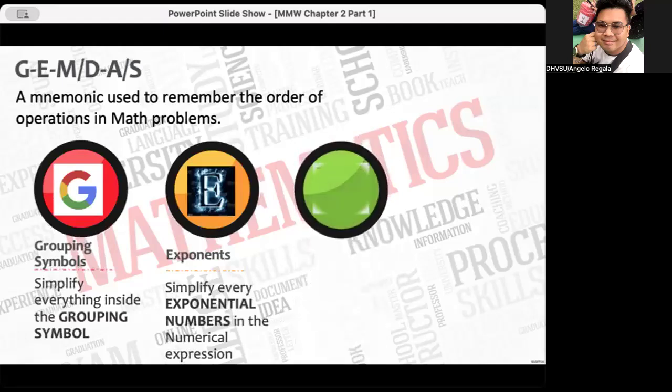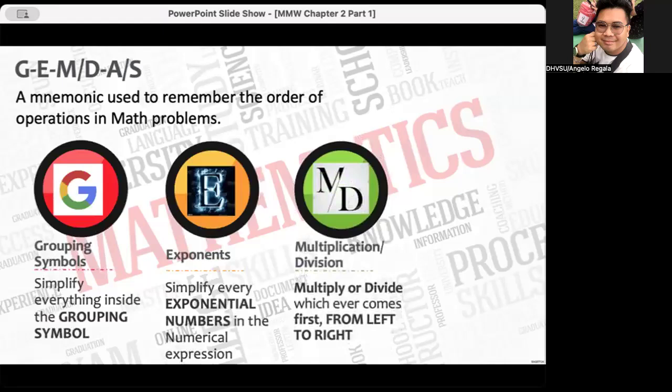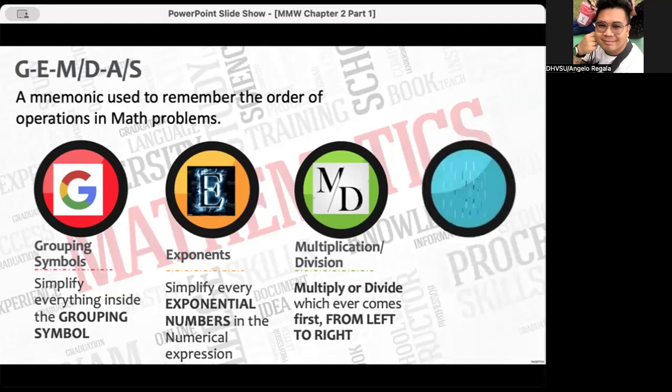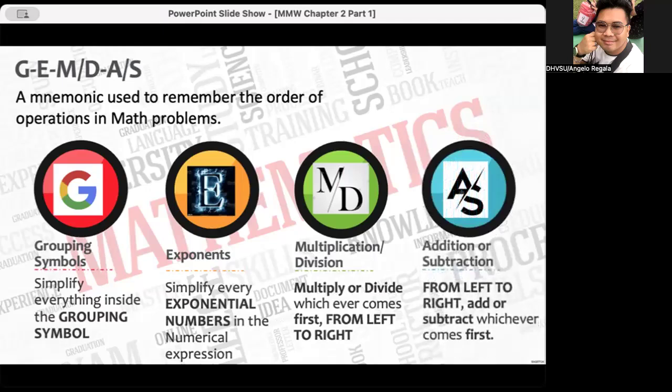Afterwards, we perform the operation multiplication or division, whichever comes first. So the rule is we start from left to right. If division comes first, then we divide before we multiply. If multiplication came in first, we multiply before we divide. After the multiplication and division, we have the operations addition and subtraction. Again, the rule is from left to right. We may add or subtract whichever comes first.